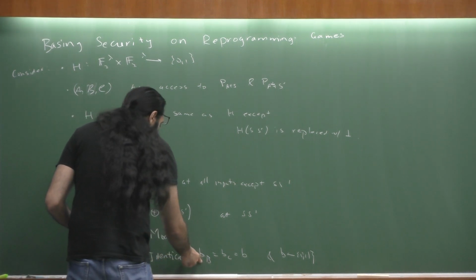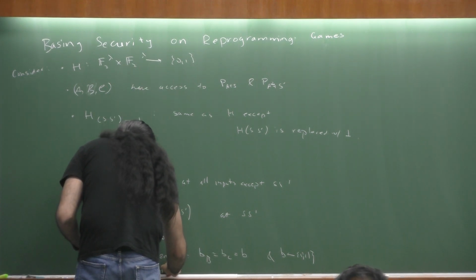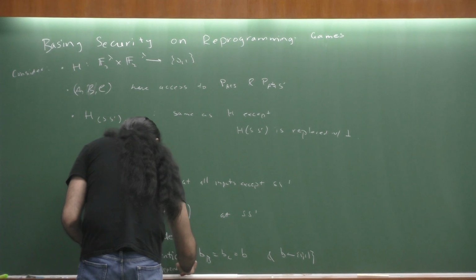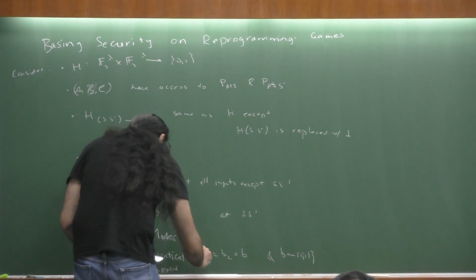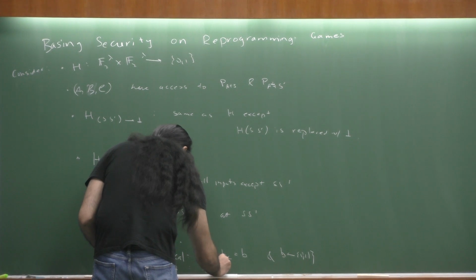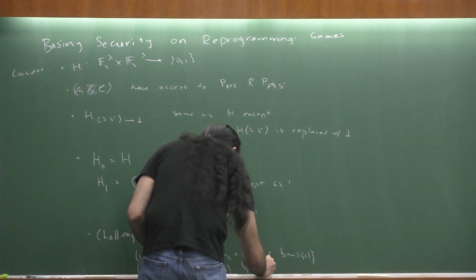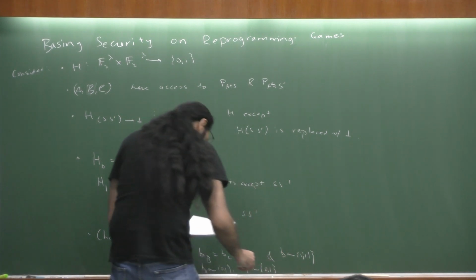Okay, and then the independent mode is, so this was identical, so B sub B and B sub C are identical. Independent is you sample them independently, B sub B and B sub C. Independent mode is B sub B is sampled from 0, 1, and B sub C is also sampled from 0, 1.